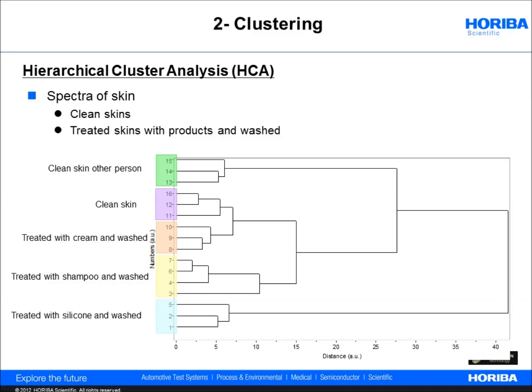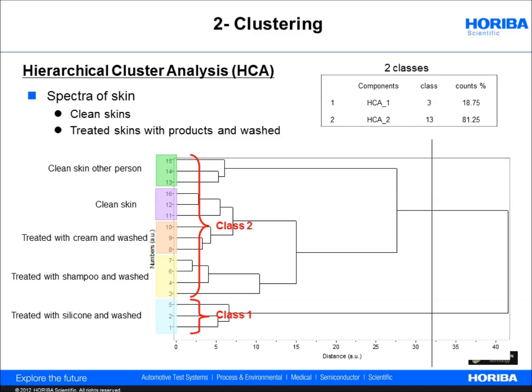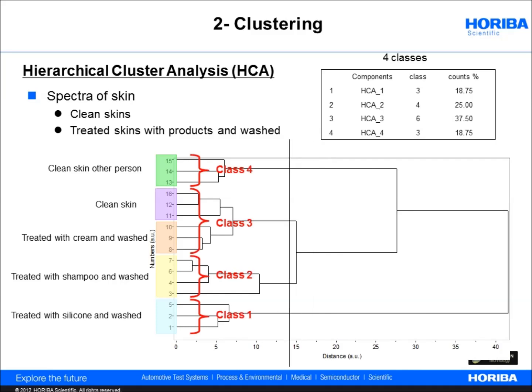In the LabSpec MVA module, you need to set the number of classes first before running the cluster analysis. When the number of classes is set to 2, the classification shows that the group of silicone-treated spectra, class 1, is clearly separated from the rest. One could have expected that treated skins and clean skins would be the two classes, but the spectral difference induced by the silicone is such that it puts the silicone-treated group apart. Moving up the number of classes to 4 leads to a more detailed classification, now making the difference between the various skin treatments.